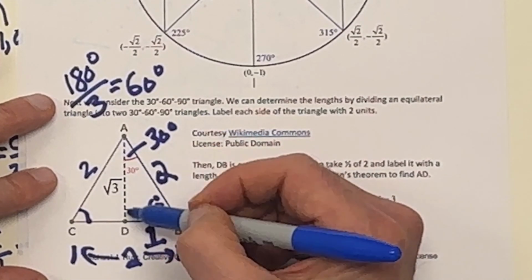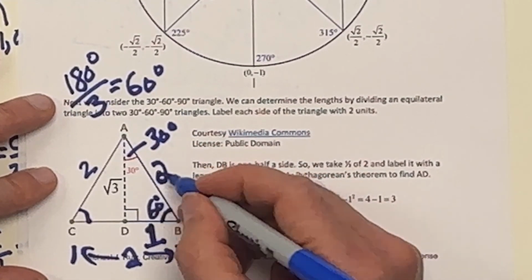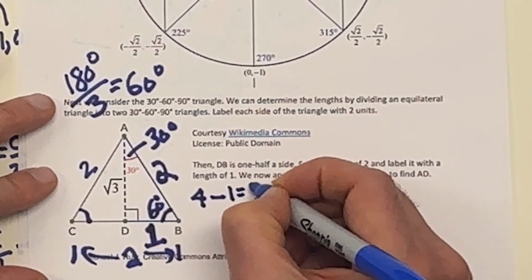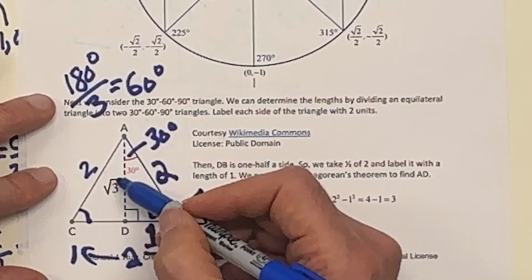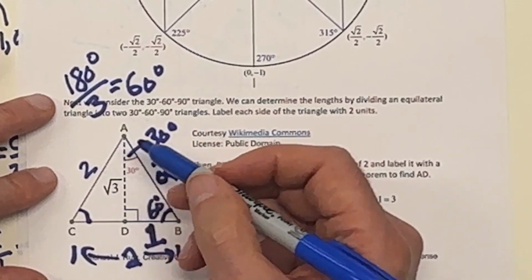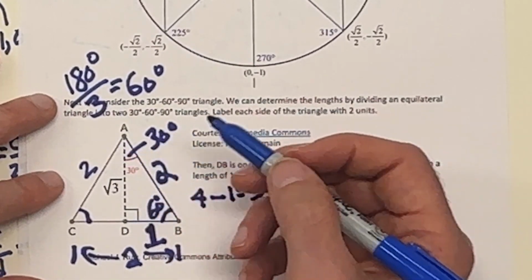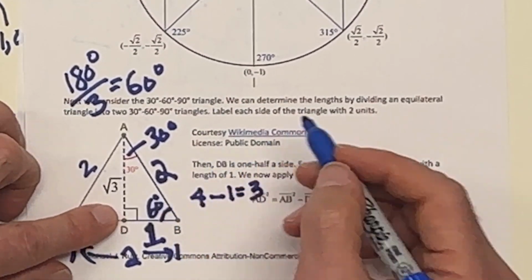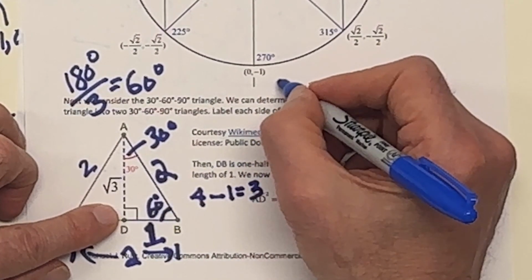I don't know what this is, but I can by the Pythagorean theorem. I take the hypotenuse and I square it to get 4, minus 1 squared, and that's 3. Take the square root, and I have here the other side. But that means I can now write down the cosines and sines of 30 and 60.